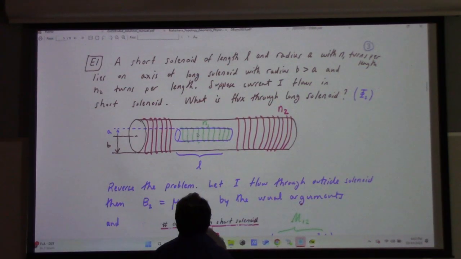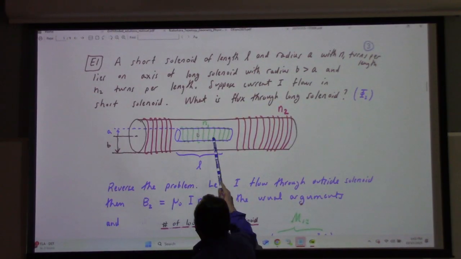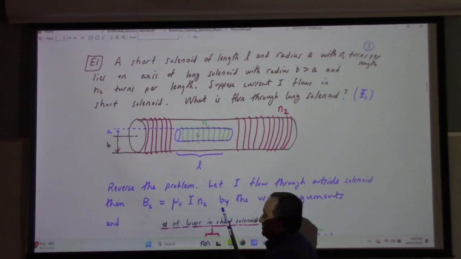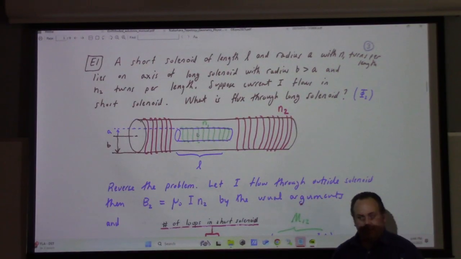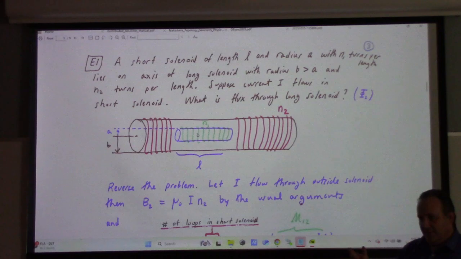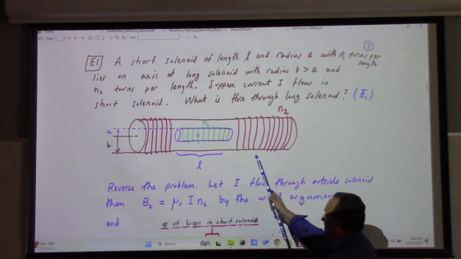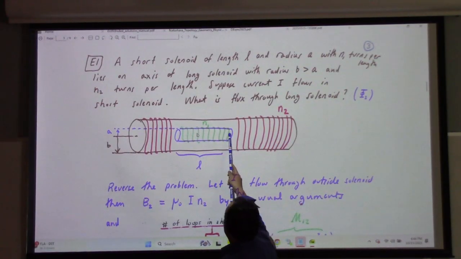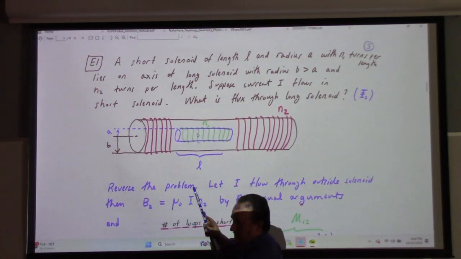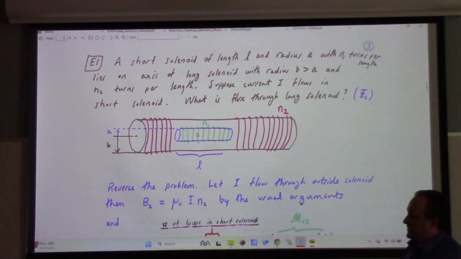It says, what's the flux through the long solenoid if there's a current I flowing through the short solenoid? That's a very complicated problem because the solenoid is short. To understand that, we would have to understand the fringing field, like the complicated business that happens from the magnetic field coming around here and then looping back and all that jazz. It's a bad calculation.